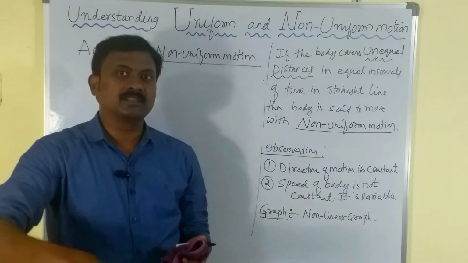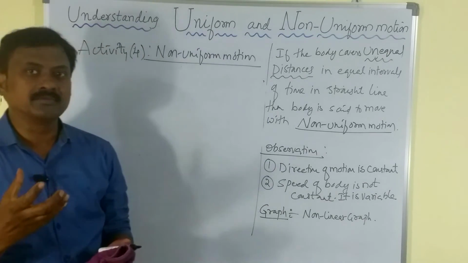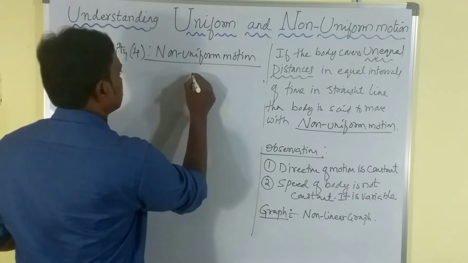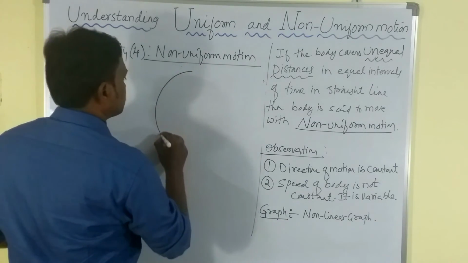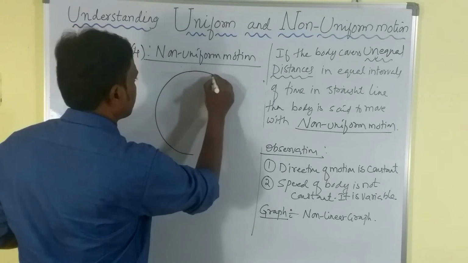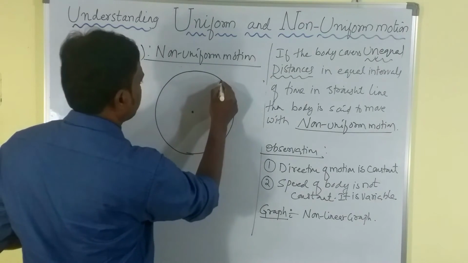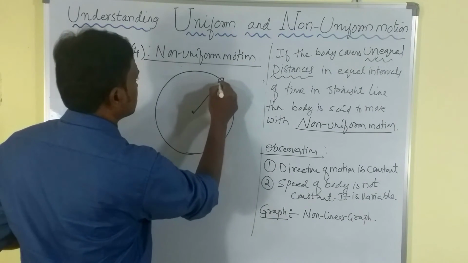Now let me draw the path of the stone. It is a circular path. It is whirling like this. So let me say that this is a string and this is a stone.